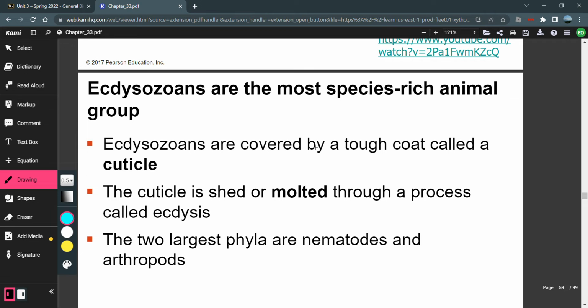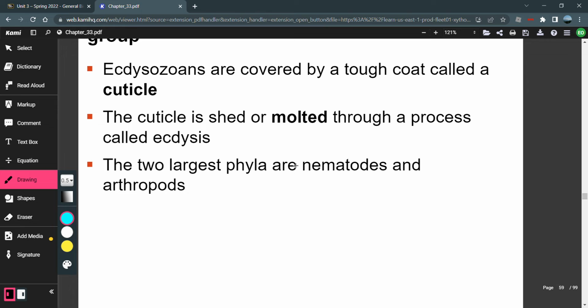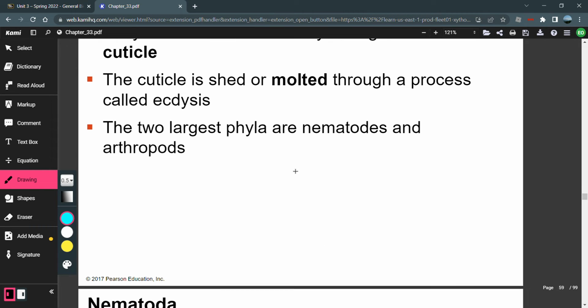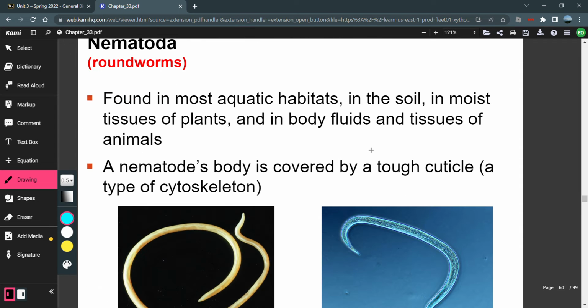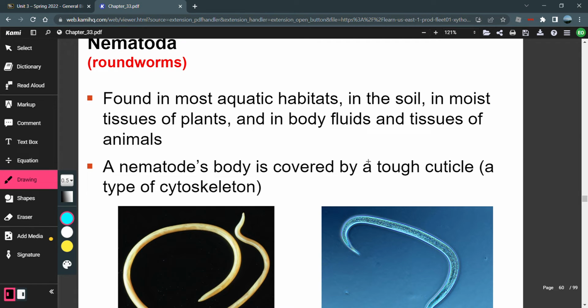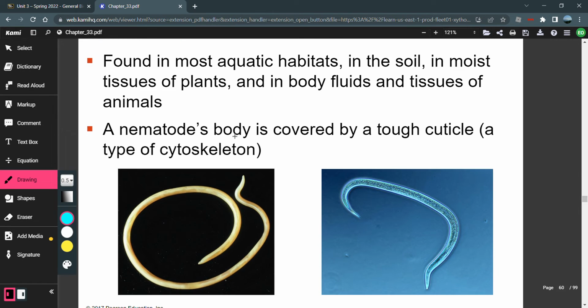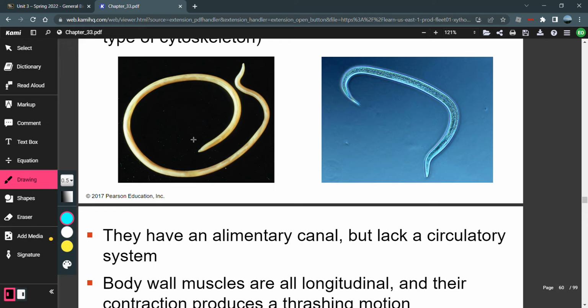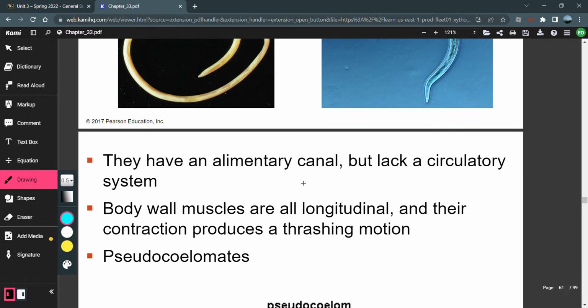Ecdysozoans are covered by a tough coat called a cuticle, and the cuticle is shed or molted through a process called ecdysis. The two largest phyla are nematodes and arthropods. Nematodes are roundworms, and they're found in most aquatic habitats. They have an alimentary canal from mouth to anus, covered by a cuticle, a tough exoskeleton. They lack a circulatory system.